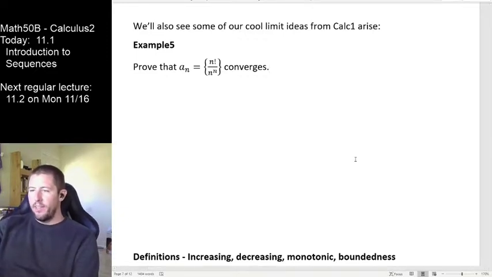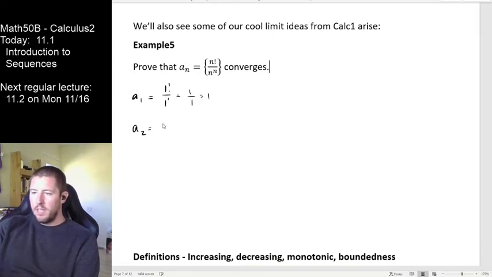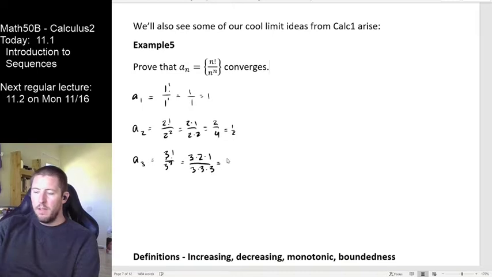Okay, so let's see if we can look at a couple terms here. Our first term is 1 factorial over 1 to the 1. That's just 1 over 1. That's 1. Second term in the sequence, 2 factorial over 2 to the 2. That's 2 times 1 over 2 times 2. That's 2 over 4, which is 1/2. What's a sub 3? 3 factorial over 3 cubed. That's 3 times 2 times 1 over 3 times 3 times 3. That's 6 over 27, and if I divide both by 3 and cancel my 3's, that's really 2 over 9.